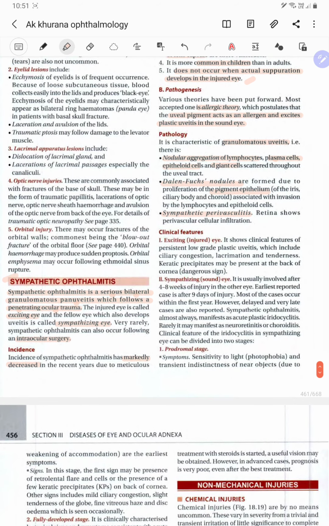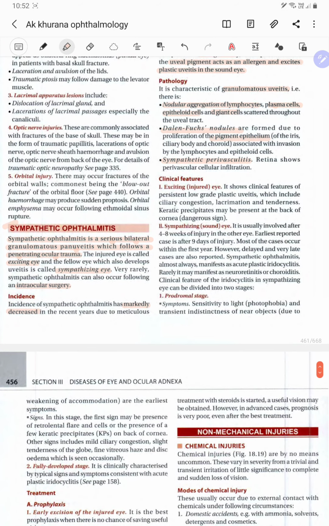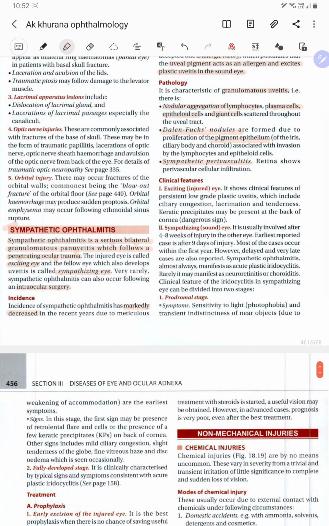Now, what are the clinical features seen on presentation? The first thing is that the injured eye shows the first sign, with persistent low-grade plastic uveitis. In that we see ciliary congestion, lacrimation, tenderness, and keratic precipitates may be present at the back of the cornea, which is a dangerous sign.